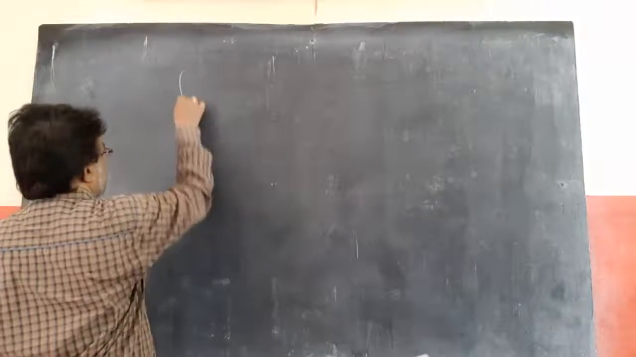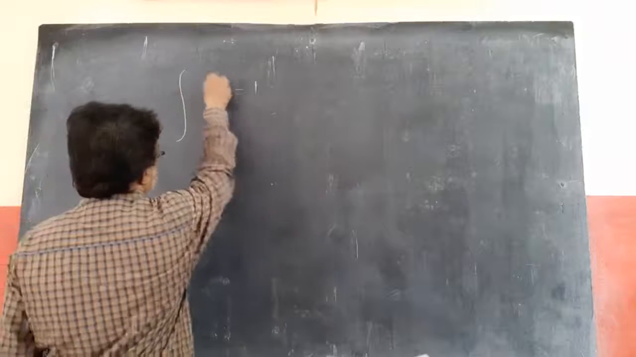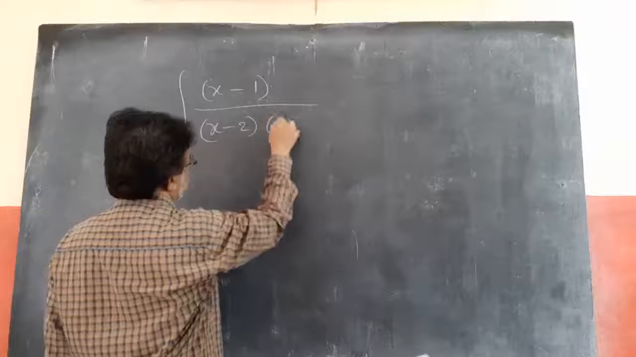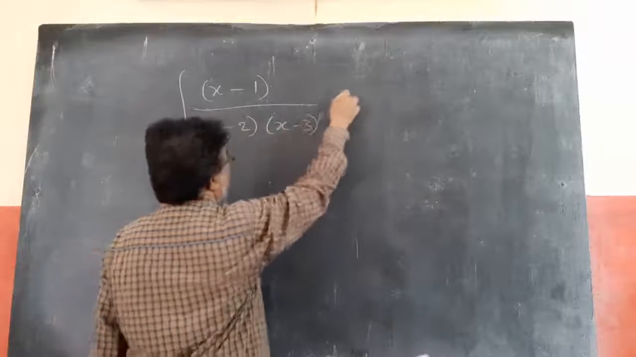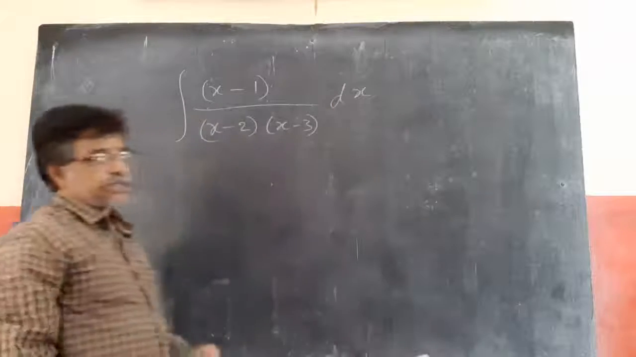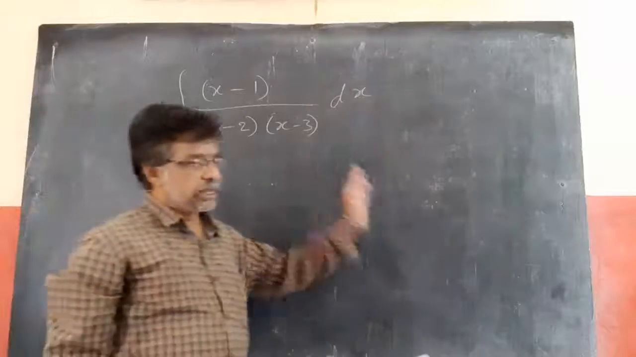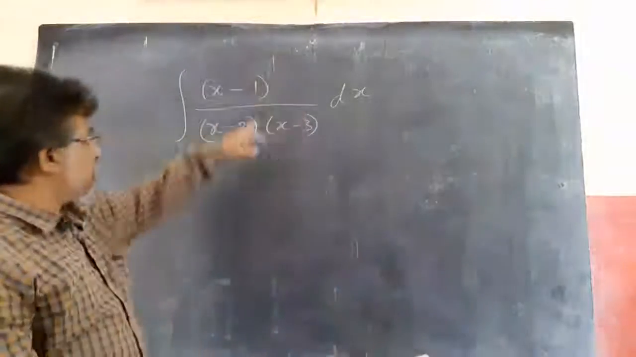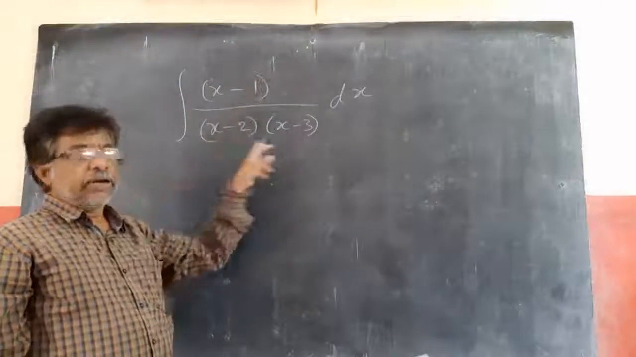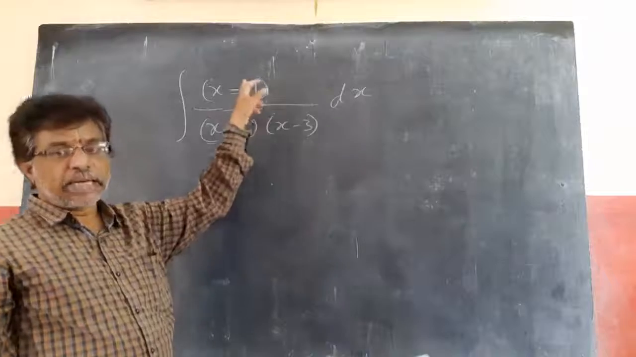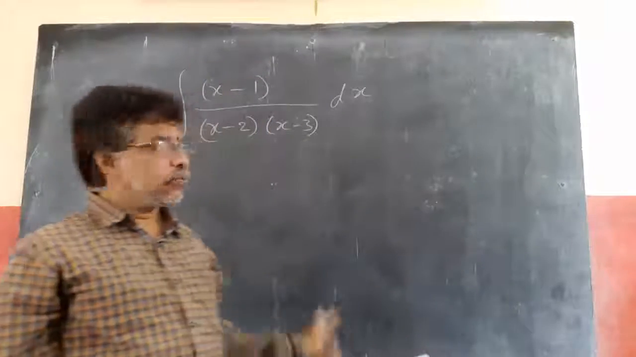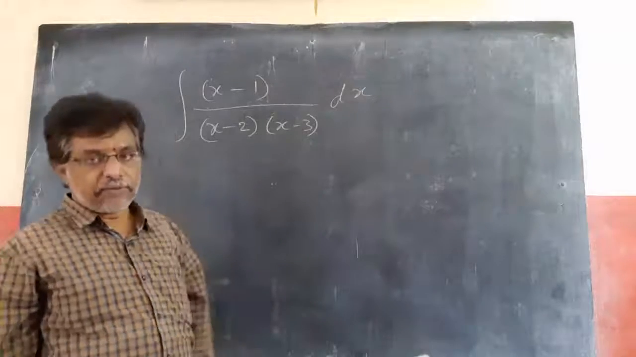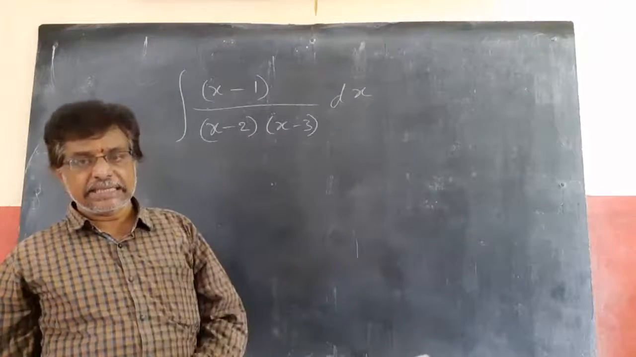Now, how can I integrate (x minus 1) by (x minus 2)(x minus 3) dx? I did not give any formula for this type of terms. How can I integrate? If you observe, this can be converted into two partial fractions, the sum of two fractions we already discussed. If we are able to split into two partial fractions, then we can integrate easily, separately.